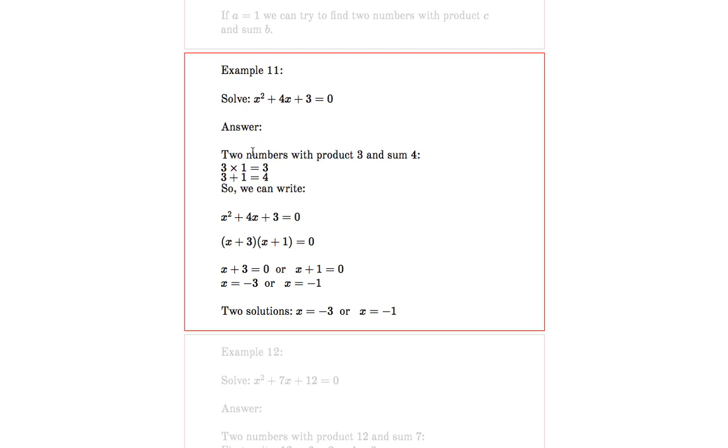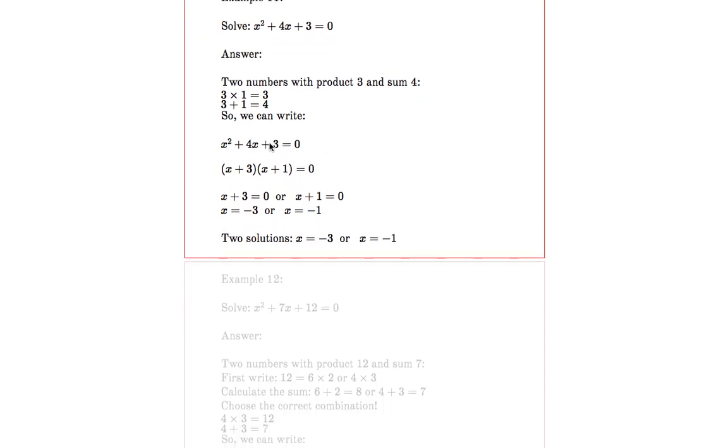So we have to find two numbers with product 3 and sum 4. Two numbers with the product 3: 3 times 1 is 3, and the sum has to be 4, and 3 plus 1 is 4. So we found these two numbers, 3 and 1, that obey this product 3 and sum 4.